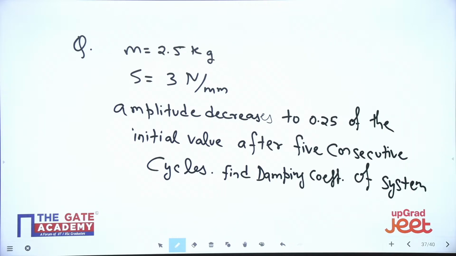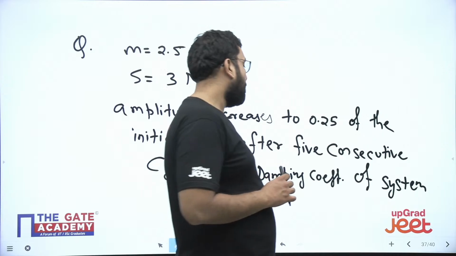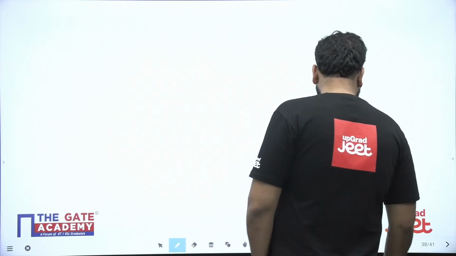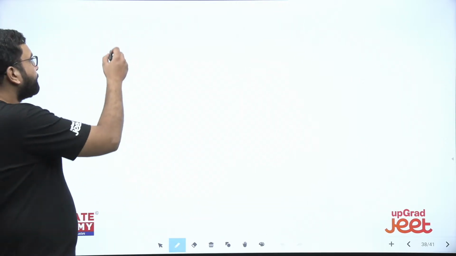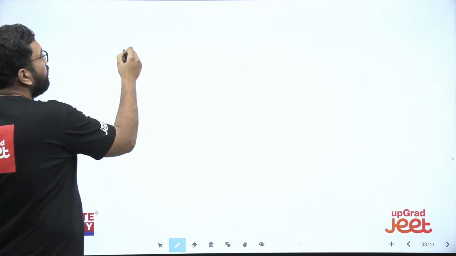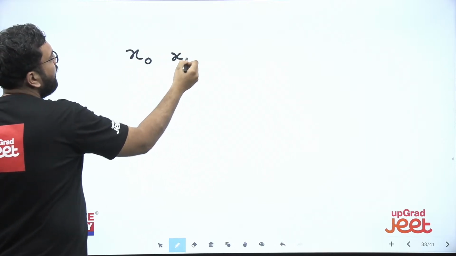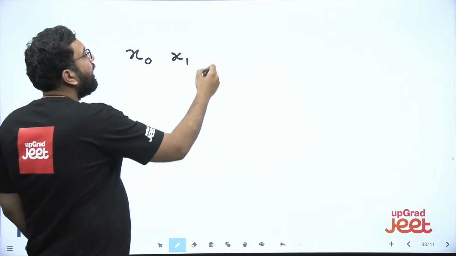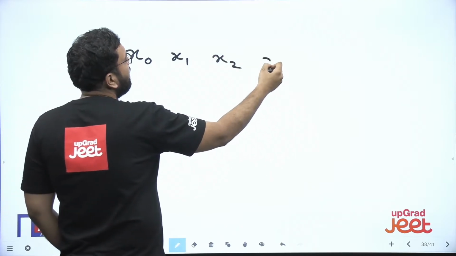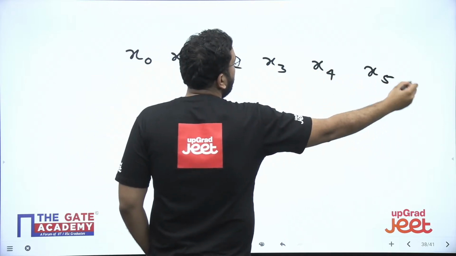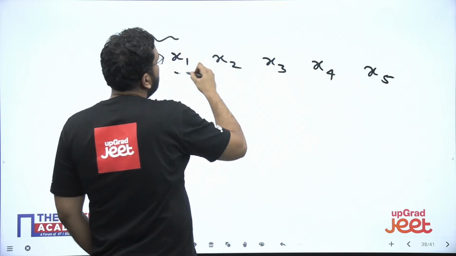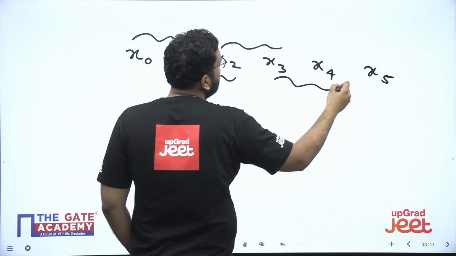So what is given in the question? We have the mass, we have the stiffness. Amplitude decreases to 0.25 of the initial value after 5 consecutive cycles. So cycle starts from x0. x0 to x1, one cycle is completed. x1 to x2, this is the second cycle. This is the third cycle. This is the fourth cycle. And this is going to be the fifth cycle.